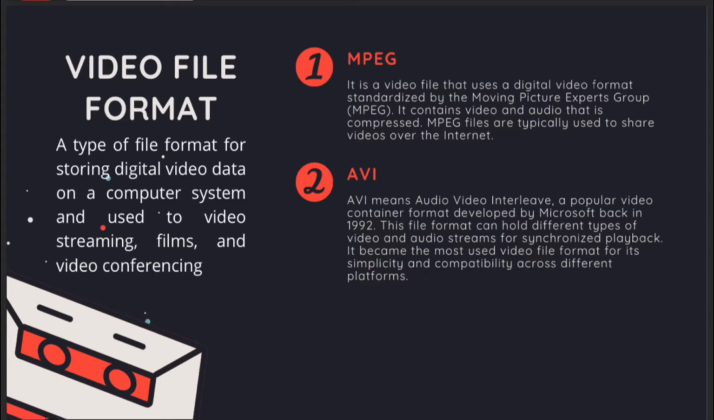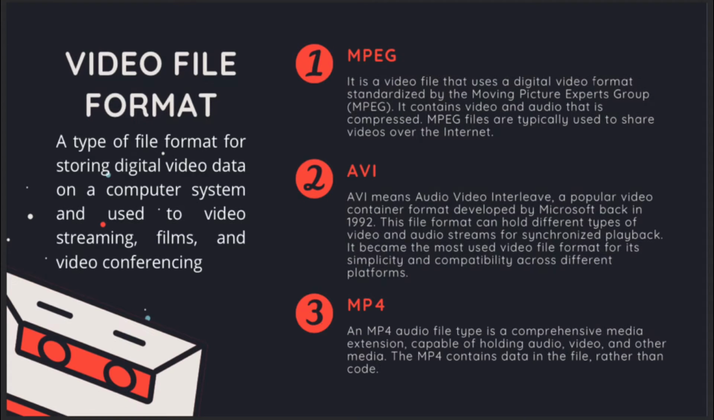AVI. AVI means Audio Video Interleave, a popular video container format developed by Microsoft back in 1992. This file format can hold different types of video and audio streams for synchronous playback. It became the most used video file format for its simplicity and compatibility across different platforms.